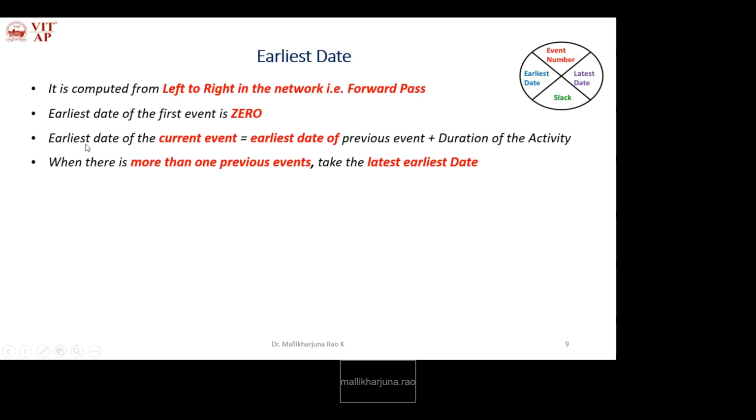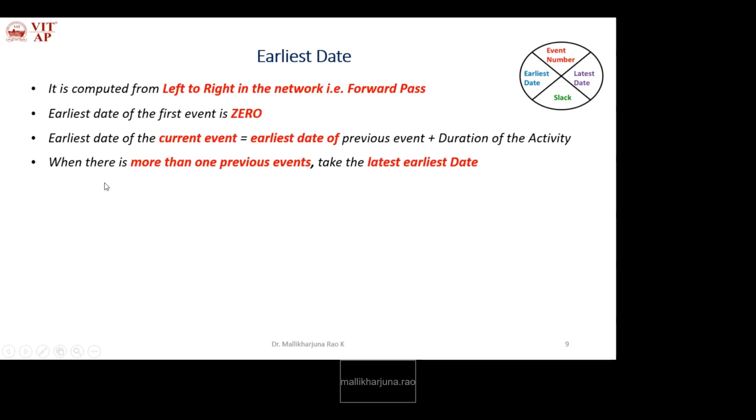Next, the earliest date of the current event. What do we mean by current event? Other than the first event, that is the second event or third event and so on, until the last event. Other than the first event is what is called the current event. The earliest date of the current event is the earliest date of the previous event plus the duration of the activity.